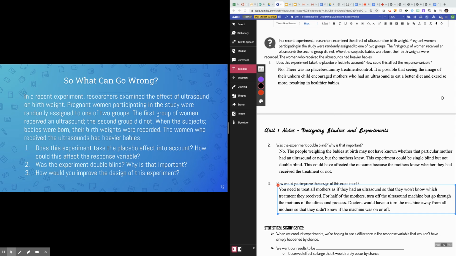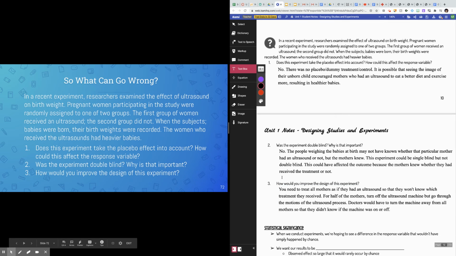Okay. It's important because this could have affected the outcome, right? For a similar reason that I talked about in number one, right? When the subjects know which treatment they have, it can introduce some bias, whether that's conscious or unconscious bias. Okay, and the last part of this asks, how would you improve the design of the experiment?